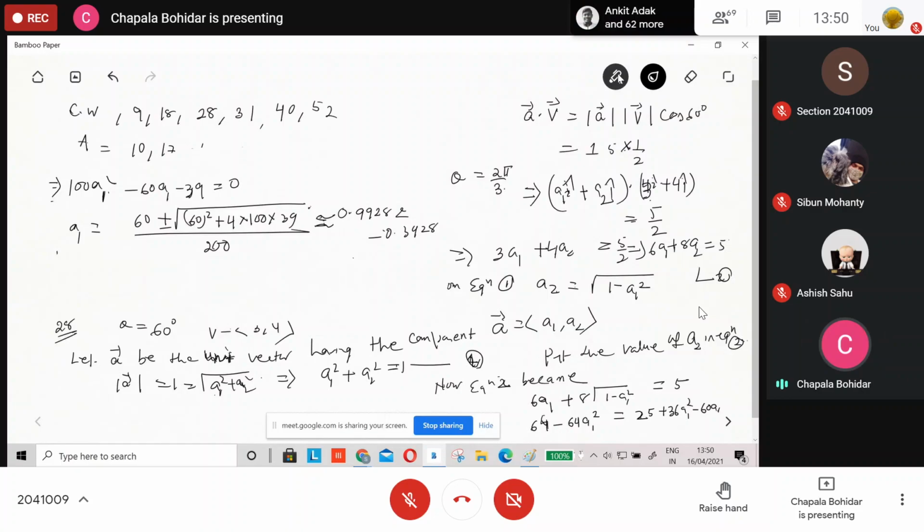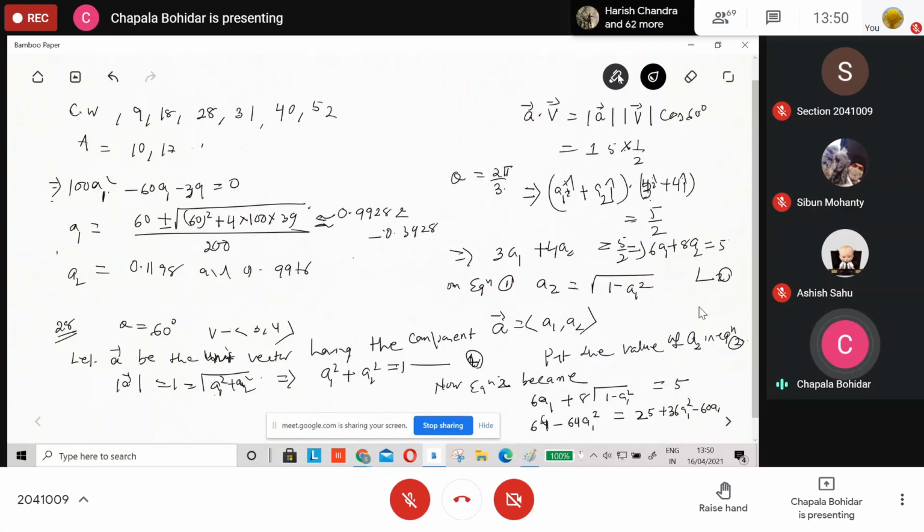Similarly, the value of A2 from this equation: when a1 is 0.9928, the value of A2 is 0.1198, and when a1 is minus 0.3928, A2 is 0.9916. Check this value yourself.